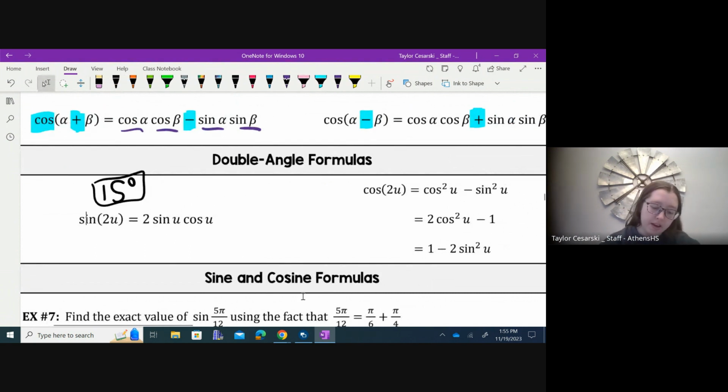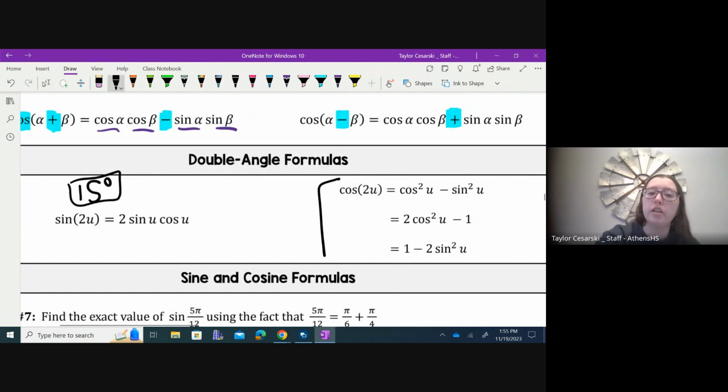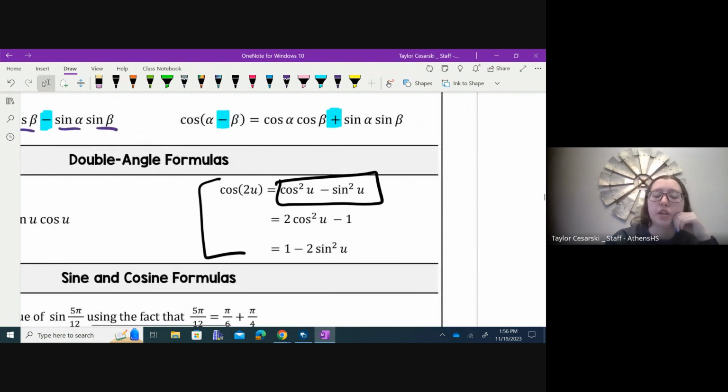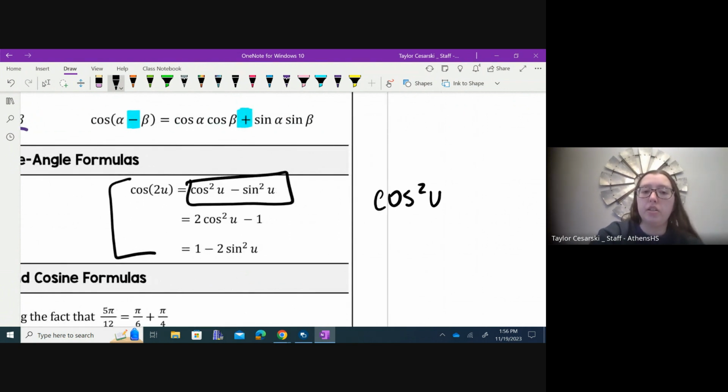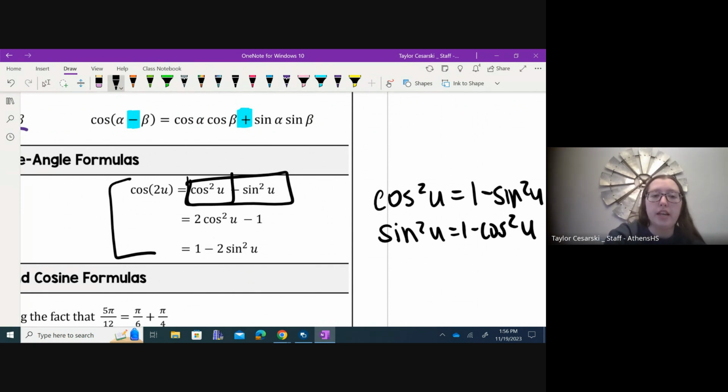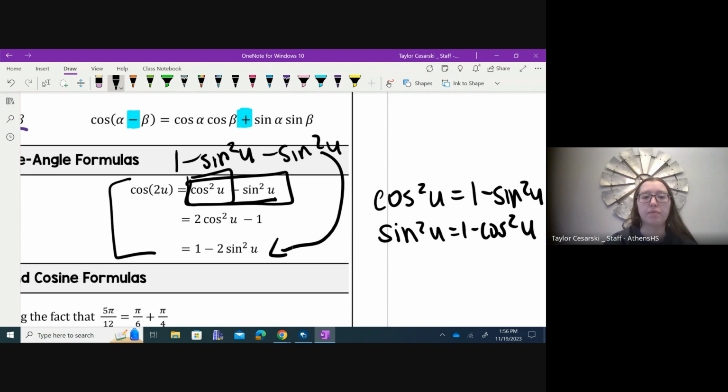Okay. All right, and then the next one, cosine, notice has three different options here. So if I see my three different options, I see this, this, and this. I would just memorize the first one. You can get the second two by memorizing the first one. Remember that cosine squared of u, this is what we did on the previous page, would be the same as 1 minus sine squared of u. Alternatively, sine squared of u would be the same as 1 minus cosine squared of u. So if I wanted to take this and rewrite it as 1 minus sine squared of u minus sine squared of u, I would get 1 minus 2 sine squared of u.